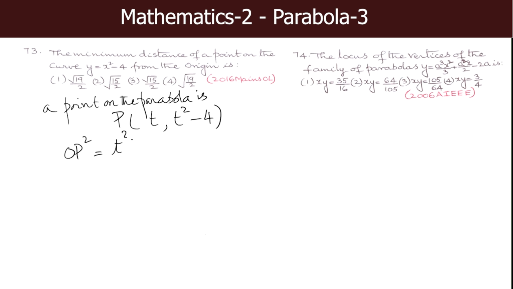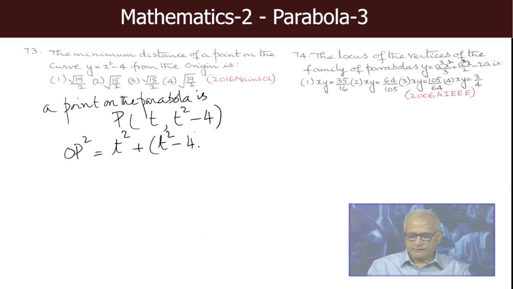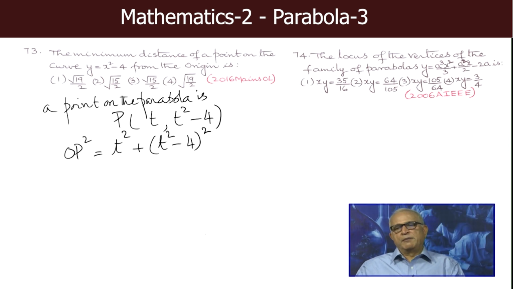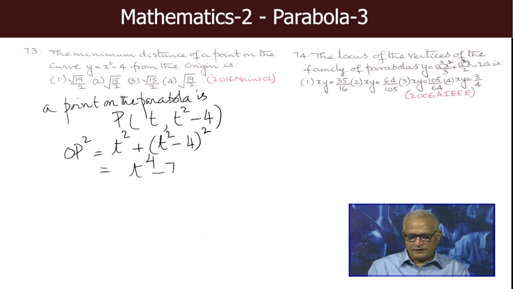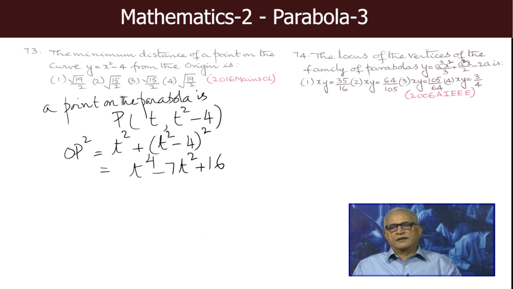That is t square plus t square minus 4 whole square. Okay. This is to be minimized, OP is to be minimized, but this is equal to t power 4 minus 8t square plus t square minus 7t square plus 16. I hope I am clear. OP square is t power 4 minus 7t square plus 16. Is it okay? So, this is to be minimized.